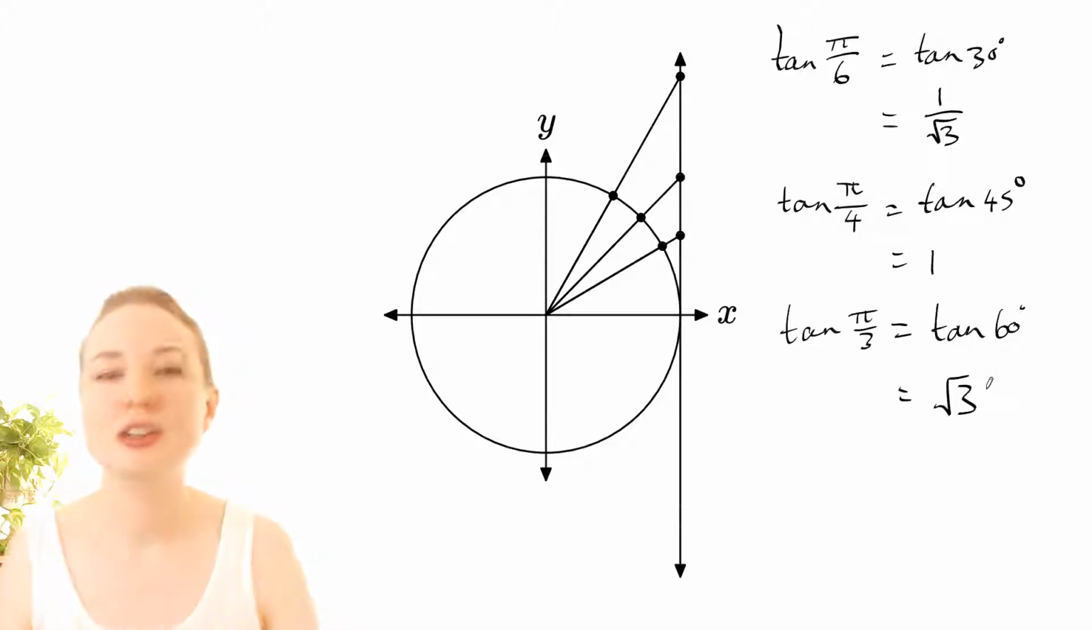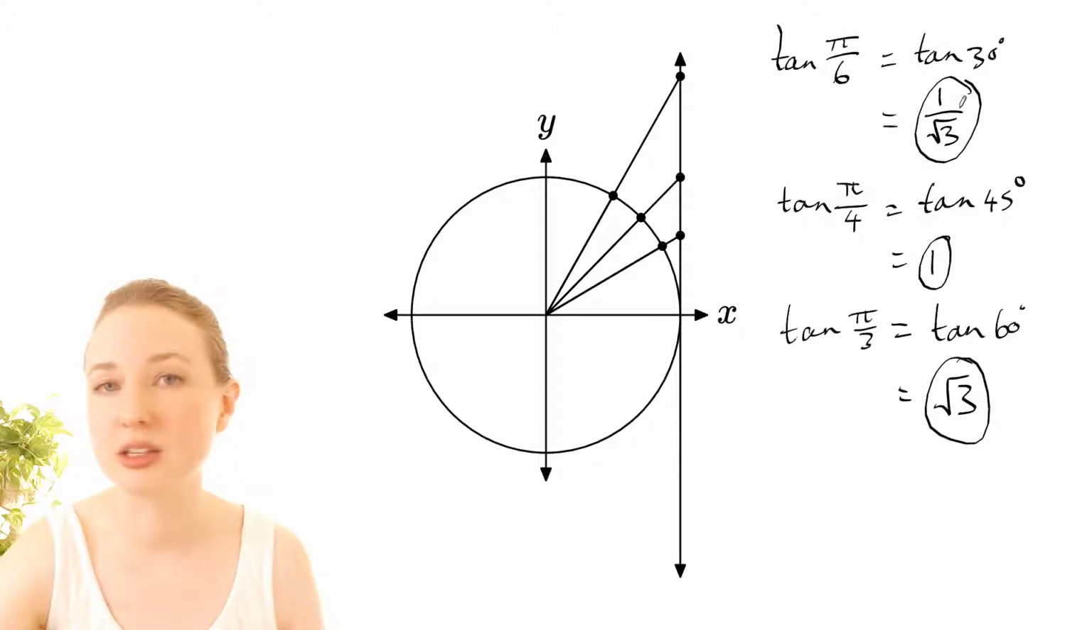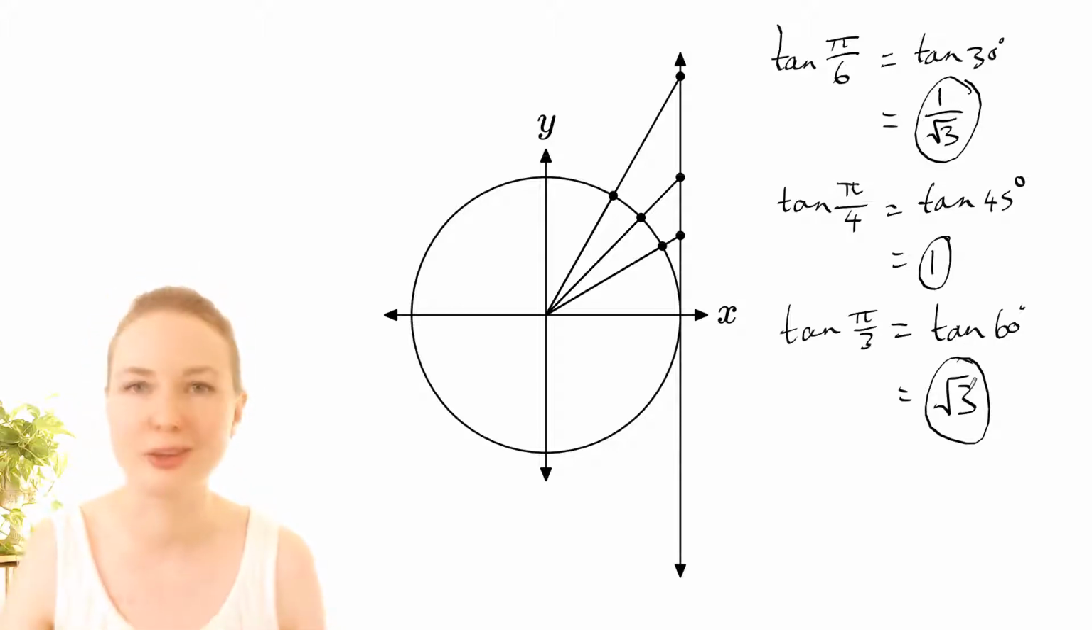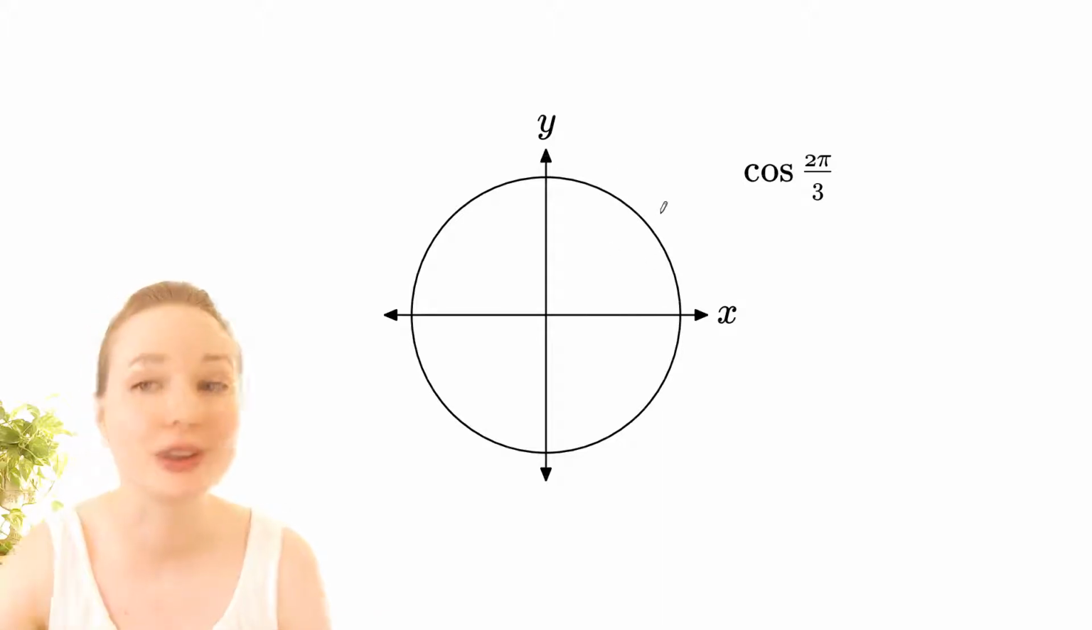So you really just need to remember that these are the three possibilities for tan, for the special angles. And this one's less than 1, this one's equal to 1, this one's bigger than 1. Let's move on to angles outside of this quadrant.